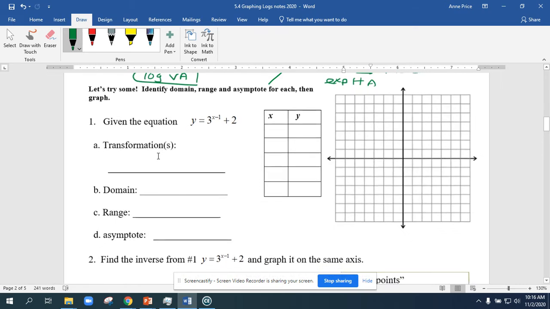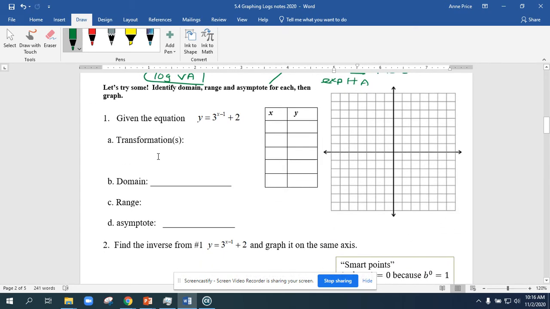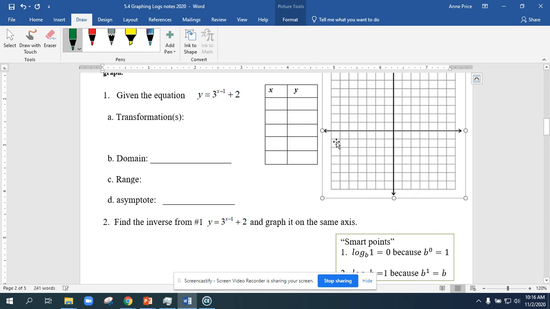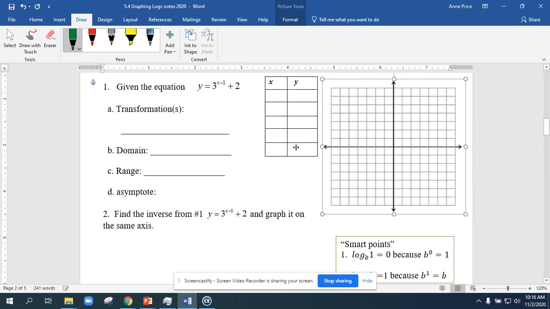We're going to do one more exponential one with some more transformations. And we're going to be finding its inverse to this number 1 as well. Okay, so let me move this down a little bit. All right, so let's see what we can come up with.